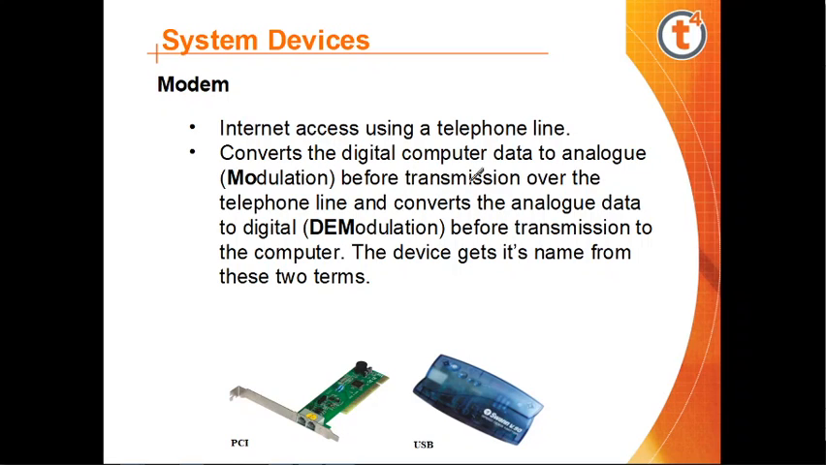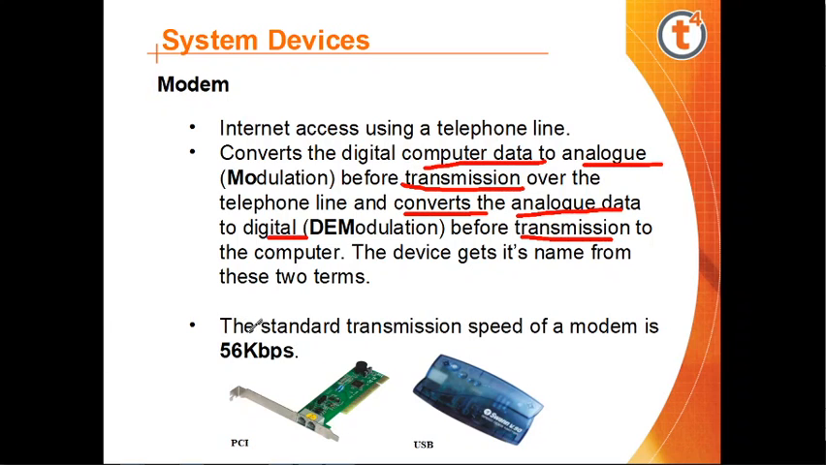It converts the digital computer data to analog before transmission, and at the destination point it converts analog data to digital. So the modulation is done by the source, and at the destination it converts the analog data into digital data. The standard transmission speed of a modem is 56 kbps.